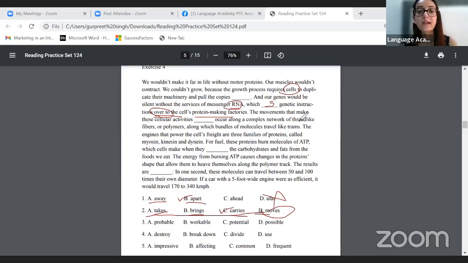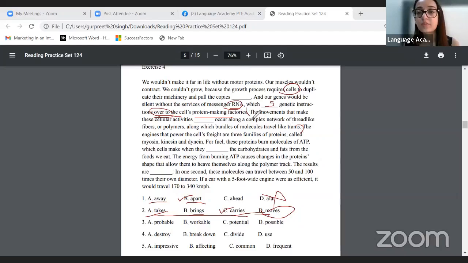The movements that make these cellular activities dash occur along a complex network of thread-like fibers, along which bundles of molecules travel like trams. Please try to understand this sentence structure, not only for this particular blank, because many a times we get this sentence structure in questions.